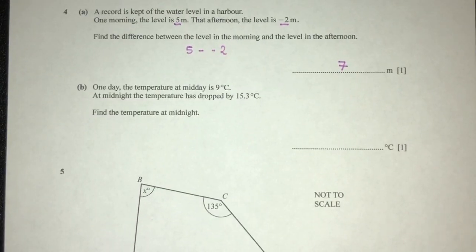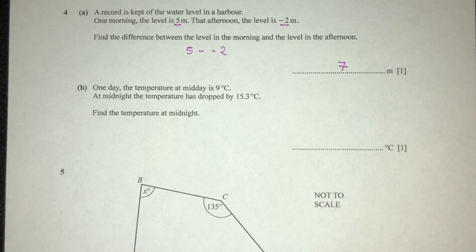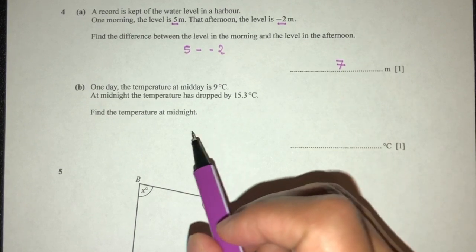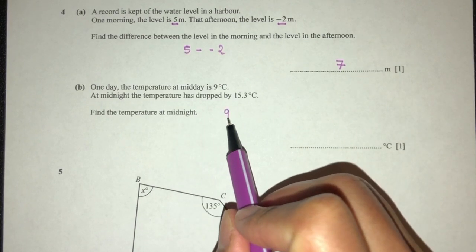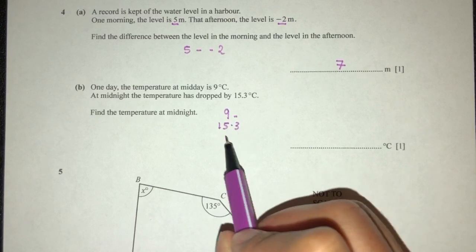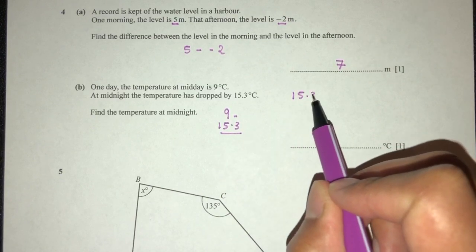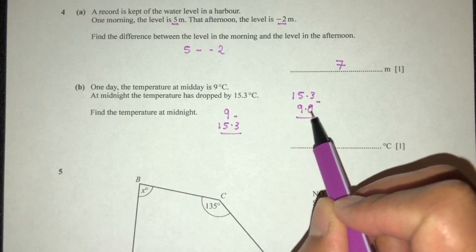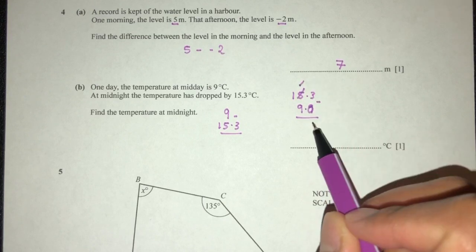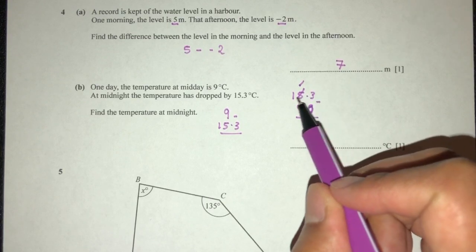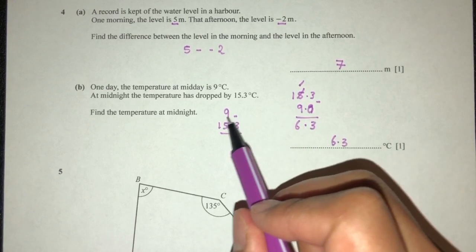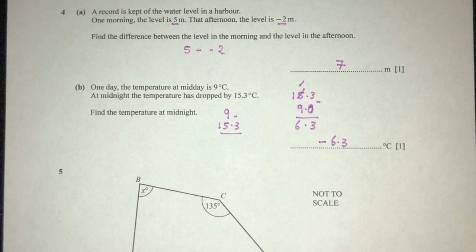Now for part B, one day, the temperature at midday is 9 degrees. At midnight, the temperature dropped by 15.3. Find the temperature at midnight. So pretty easy. That will be 9 minus 15.3, or we can just first do 15.3 minus 9. So 9.0, that will be 3. And this will be what? 15 minus 9, that should be 6. So 6.3, however, because we have to actually do 9 minus this, that will be minus 6.3 degrees.